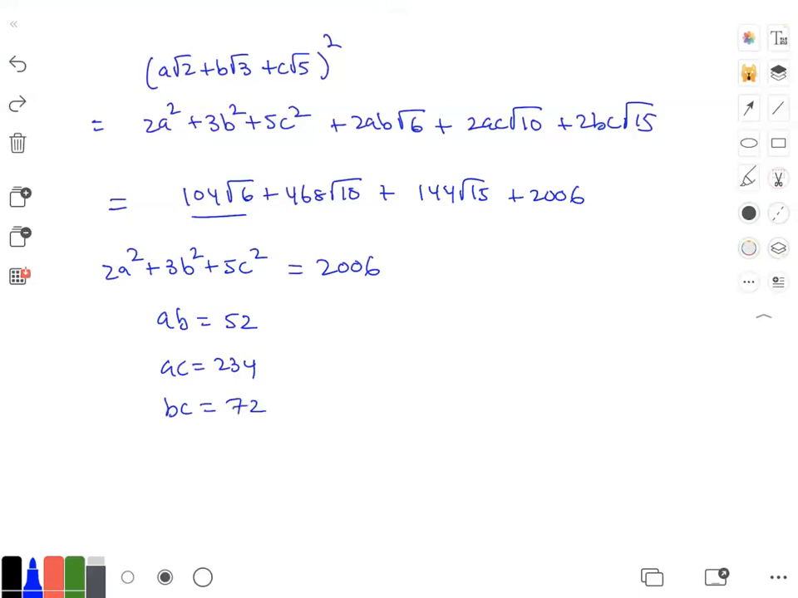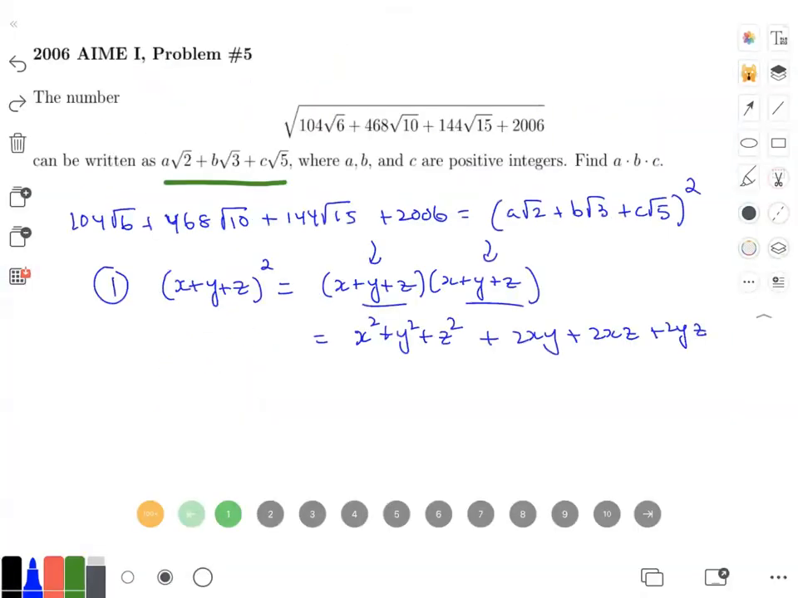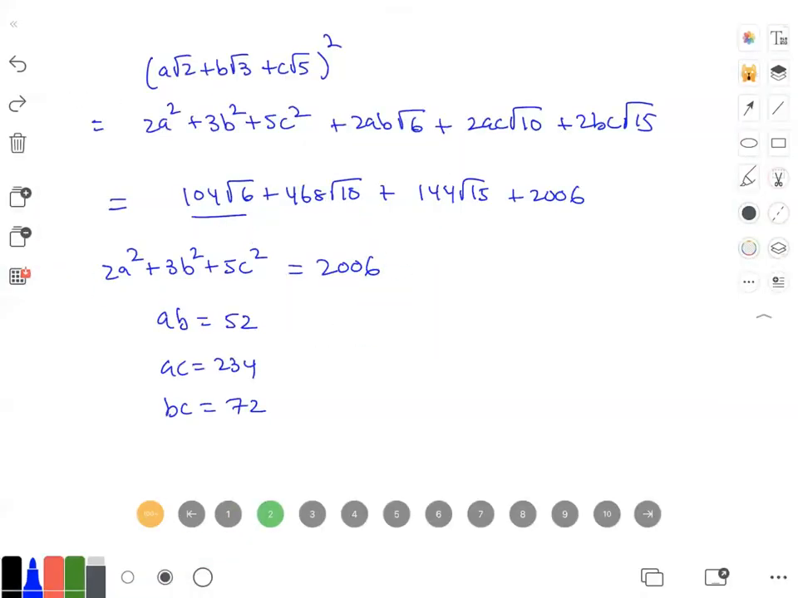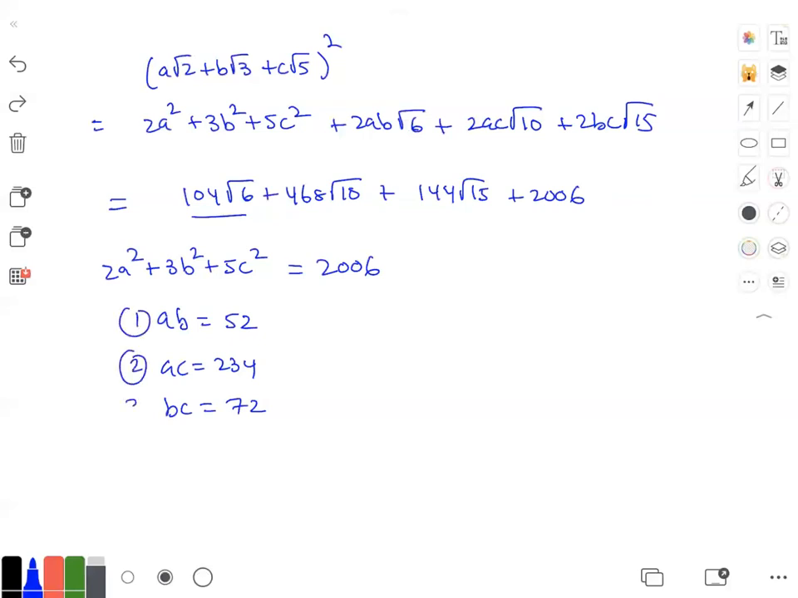Great. So what we could do is prime factorize 52, 234, 72. Or you could note that in the problem, we're just asked for the product of a, b, and c. So we actually have a nice symmetry here. When we multiply these three equations, we'll get a squared times b squared times c squared. So all we have to do is multiply these and take the square root. Therefore, all we need to find is the square root of 52 times 234 times 72.